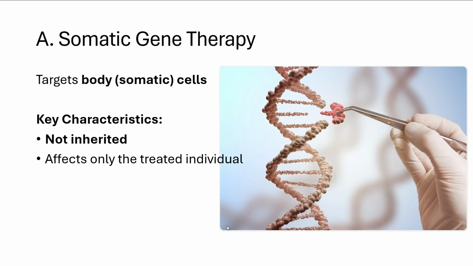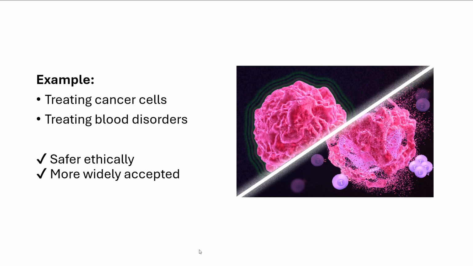So in this very sense, it only targets the body or somatic cells, and it only affects the treated individual. So you cannot pass the therapy on to your children or your grandchildren in the future generations. It only stays with the person being cured or having that gene, somatic gene therapy. So for example, treating cancer cells or treating blood disorders. So it's safer, ethically, and more widely accepted.